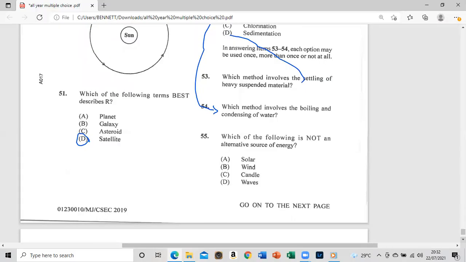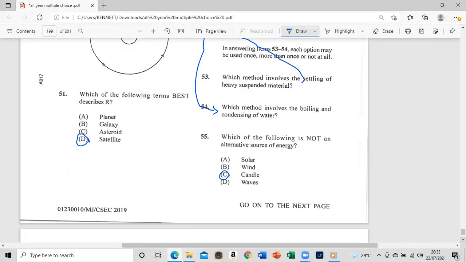Which of the following is not an alternative source of energy? A, solar, yeah, that's an energy source. B, wind, we can use it for energy. C, candle, or is it D, waves? And that is candle. This is considered to be a fossil fuel.